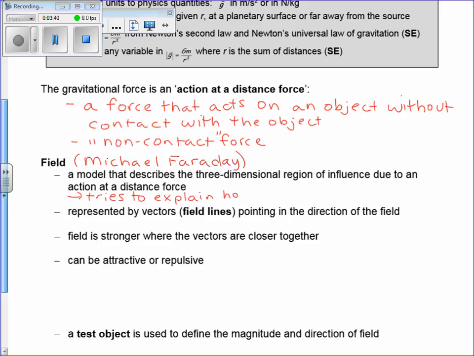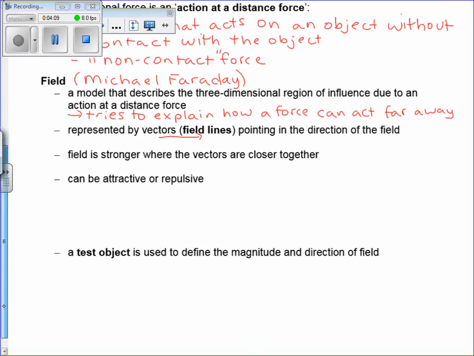So it tries to explain how a force can act far away from the object. A field is represented by vectors, so field lines pointing in the direction of the field. So we're talking about arrows here. The field is stronger where the vectors are closer together, and a field can be attractive or repulsive.